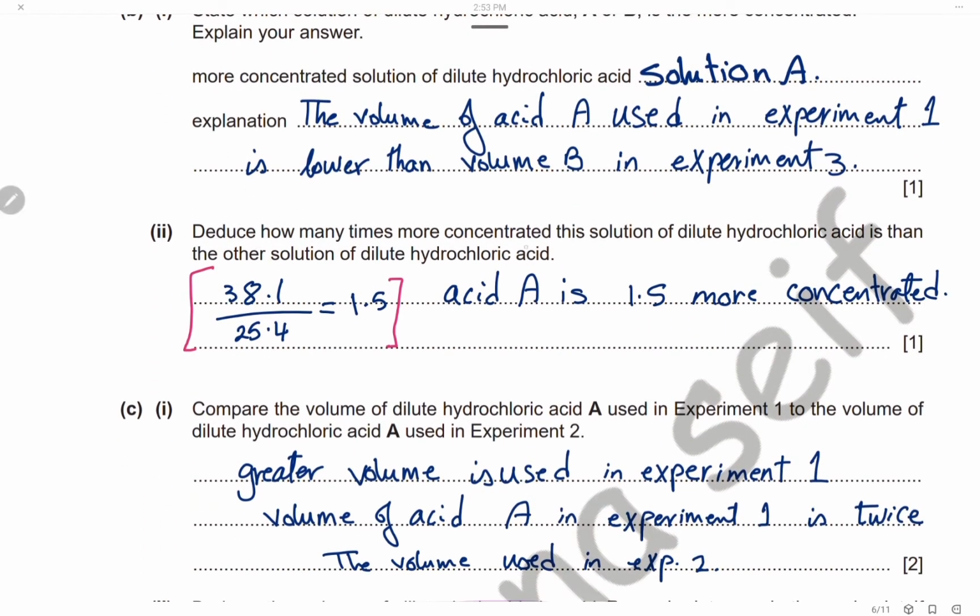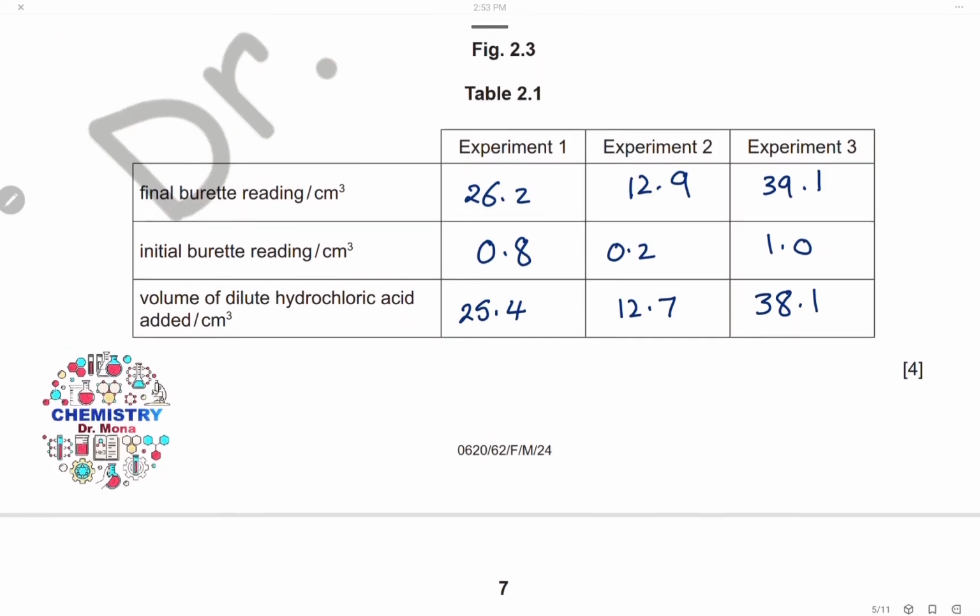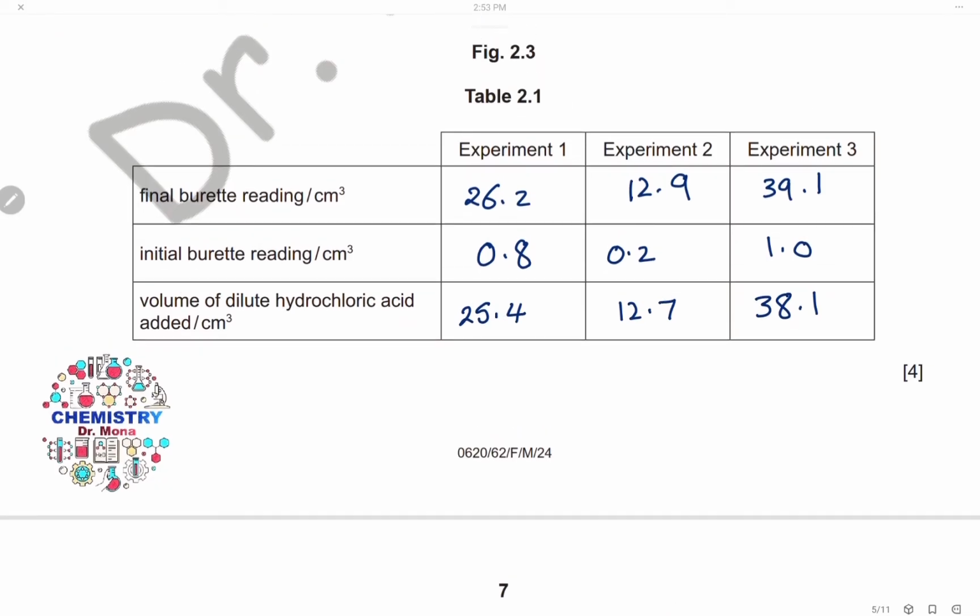Deduce how many times more concentrated this solution of dilute hydrochloric acid is than the other hydrochloric acid. We said that the solution of acid A used in experiment 1 is more concentrated because we use a smaller volume of acid A than acid B. So to get how many times it is more concentrated, we can check how many times the volume of solution B is more than solution A.